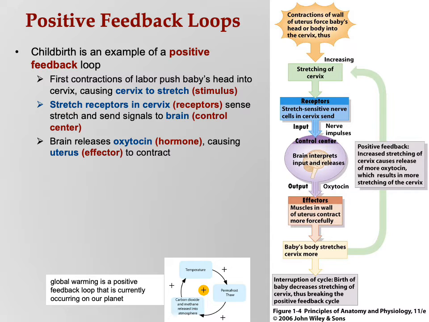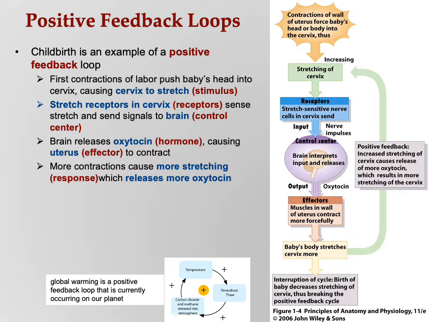So notice, the uterus was contracting. Now we're not going to cause the uterus to relax. We're going to make it contract even harder. Why are we going to do that? Because we're in the process of giving birth. So we contract even harder. That pushes the baby's head even further. That causes even more stretching. Then the brain releases even more oxytocin. And then the uterus contracts even harder. And then the baby's head goes even further, until finally, how does it all stop?